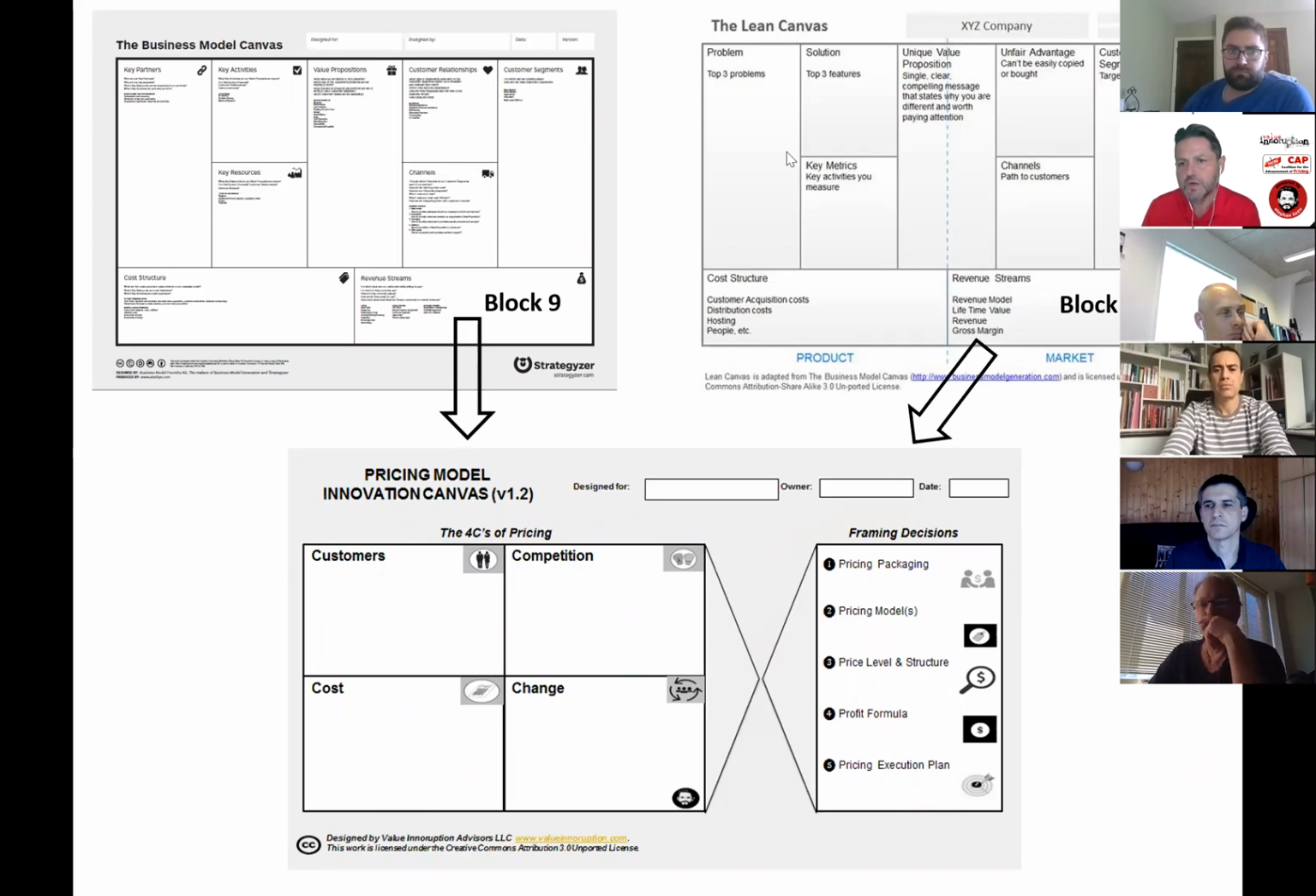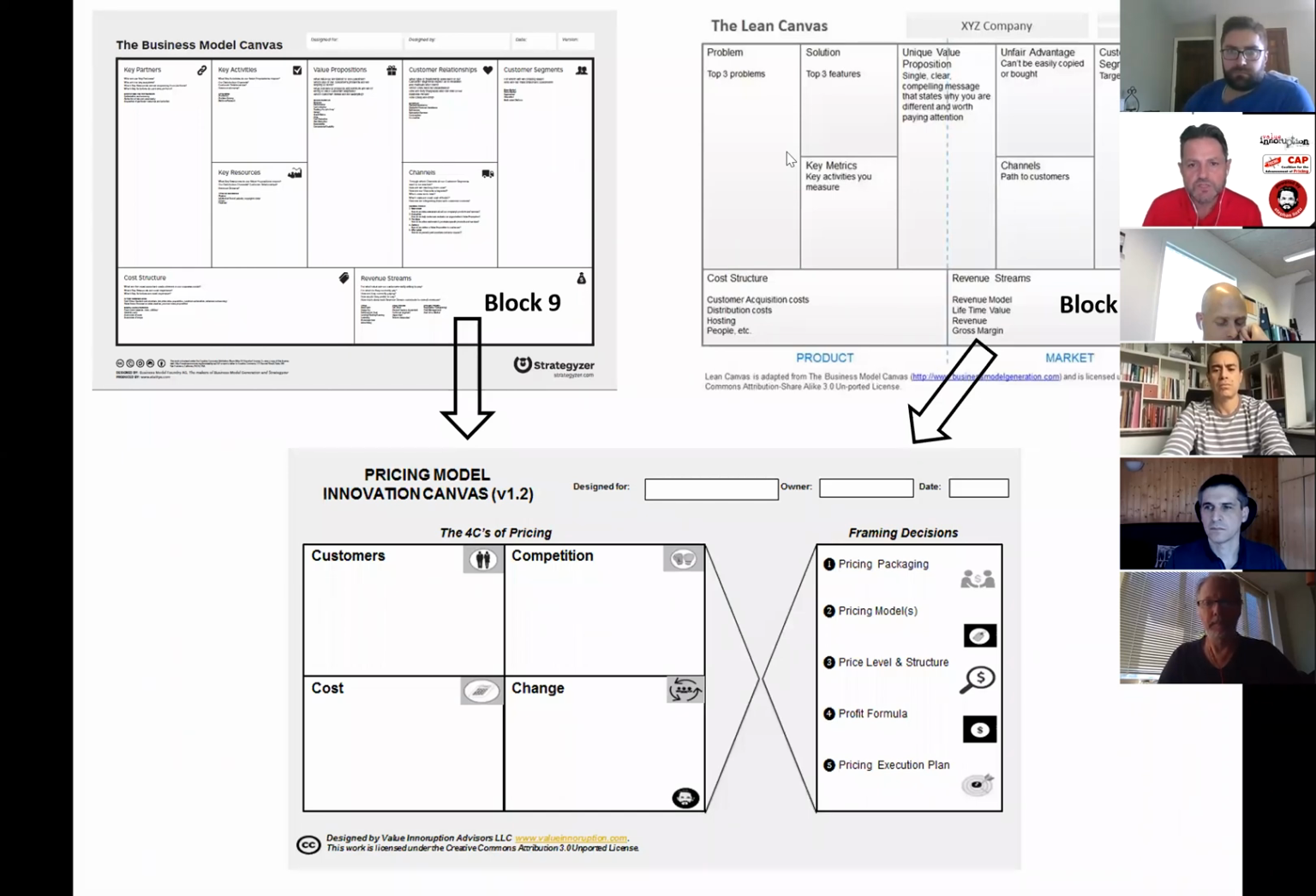And on your cost side, the cost volume profit analysis is good. The price sensitivity is always good. So those have been around for 40 years, and they should be widely used by pricing practitioners.